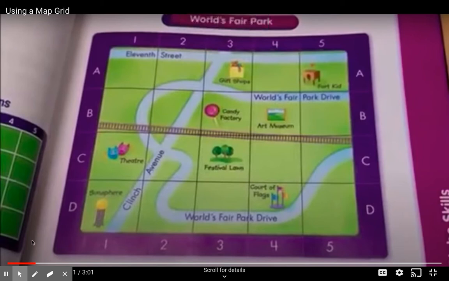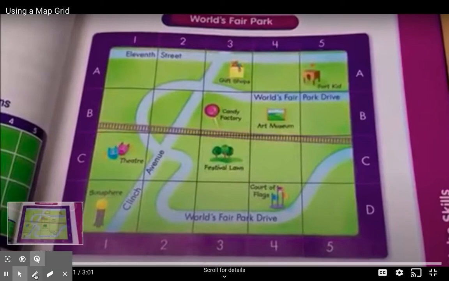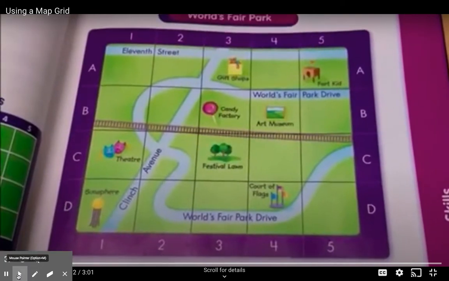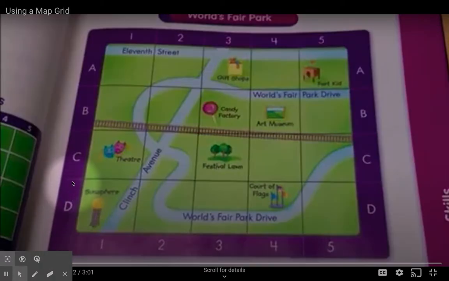Hello guys, we are learning about map grids. So in this picture, there is a map grid. As you can see going up and down, we're going to use her mouse here. Okay, right here. On this map grid, it has the letters on the side. The numbers are up at the top.